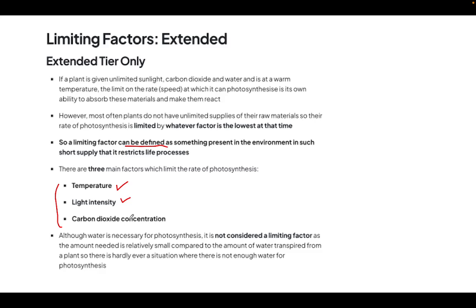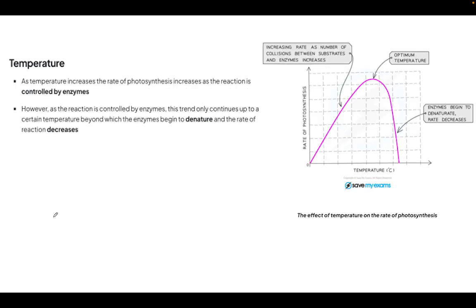And that's when water is not a limiting factor. We should also know that. It is not considered a limiting factor, as the amount needed is relatively small. The plant does not need a lot of water. But these 3, any of them can be a limiting factor if it is in short supply and can restrict life processes, like we say. Now, starting with temperature, let us see.